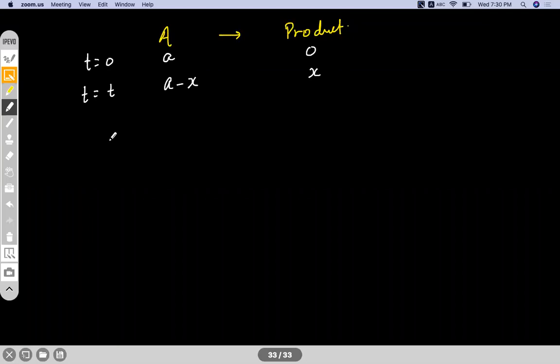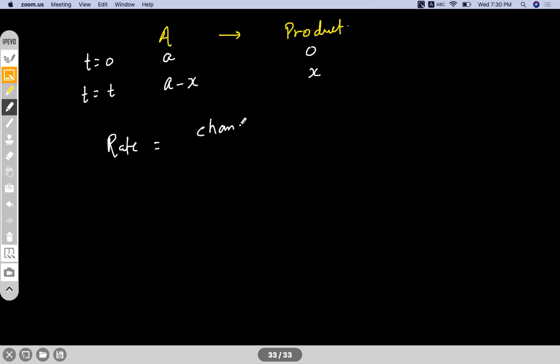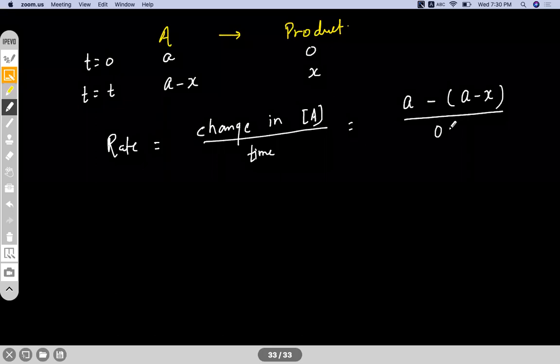Okay, so rate is what? Rate with respect to A, if we define, would be the change in concentration of A divided by the time required for this change. At time t equals zero, the concentration was A. At time t equals t, the concentration becomes A minus X. And this is divided by the time required, which is t minus zero.